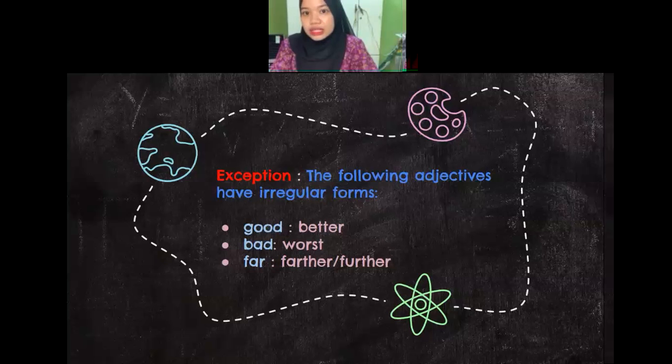Also, there is an exception for this adjective, where the following adjectives I show in the slide have irregular forms. So we do not add the suffix at the end of the adjective word. For example, good does not become gooder, but it becomes better. For bad, it does not become badder, but worse. For far, it becomes farther or further.